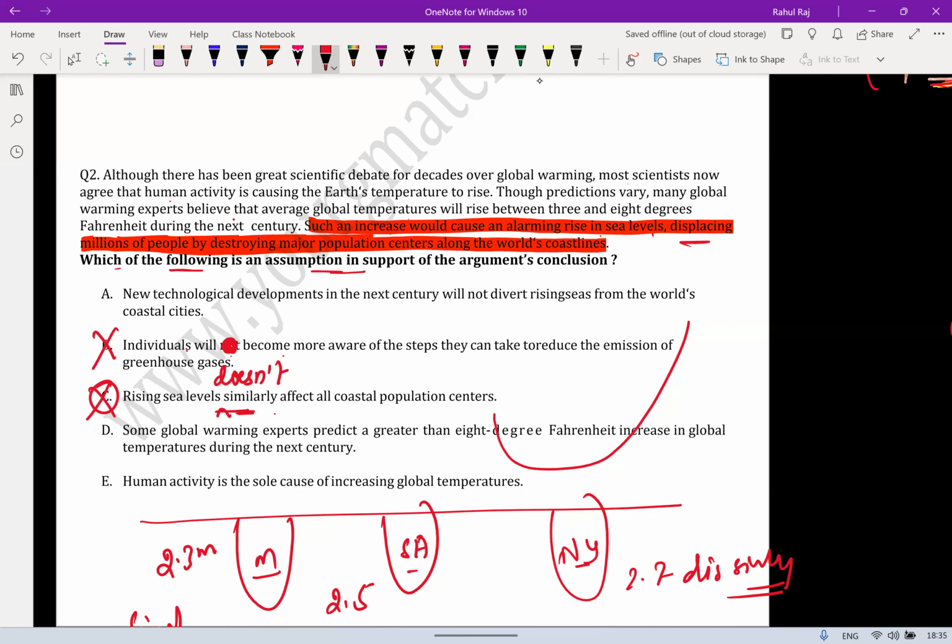Now, whether sea level similarly affects all the coastal population centers, sea level does similarly affect all the coastal population centers, but it is still affecting the coastal population centers, and that's the reason I will not consider this as the answer choice. Am I right?